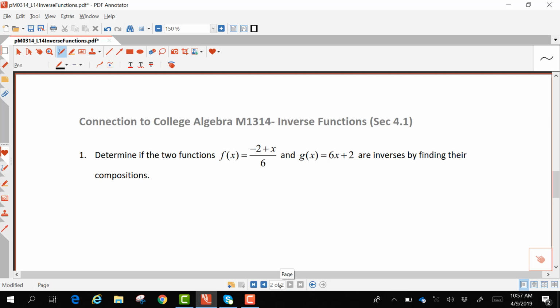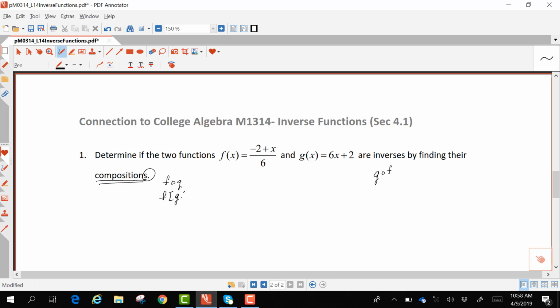Moving to the connection to college algebra, number 1 asks, are these two functions f of x and g of x inverses of one another? Well, to determine if they're inverses of one another, you must perform both compositions. One composition is your f composition g, and the other is your g composition f. The goal is to see if the result of these two compositions equals x, and x only. If it equals 2x, they're not inverses. If it equals x plus 5, they're not inverses. But if it equals x, they are inverses.